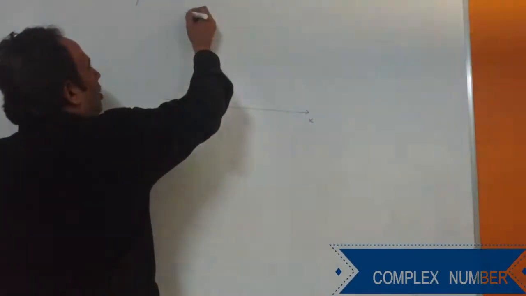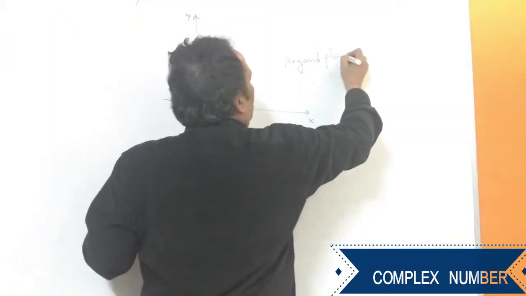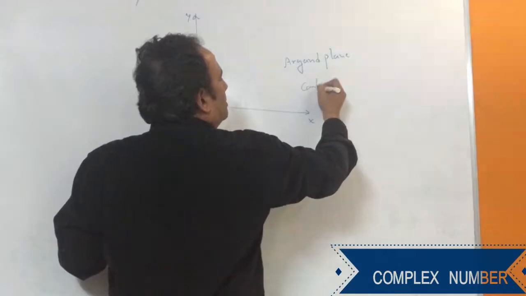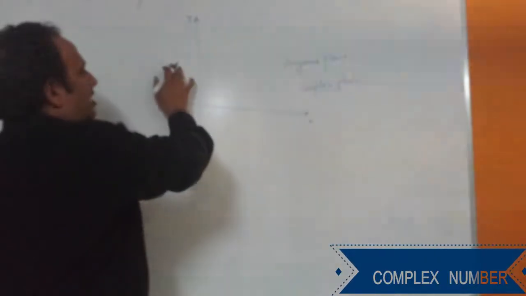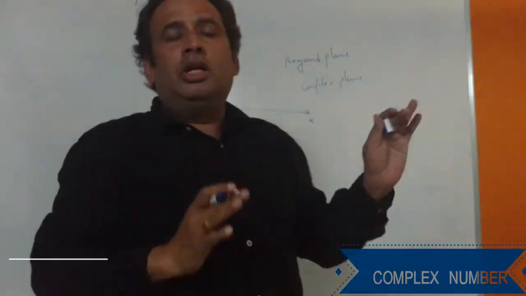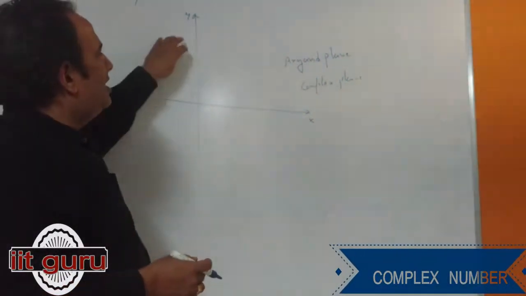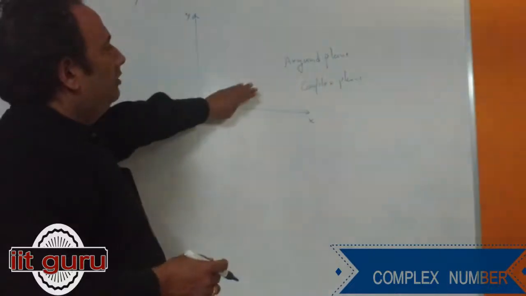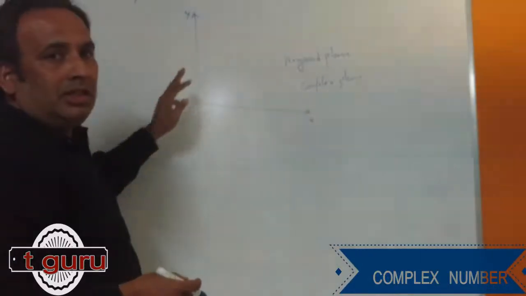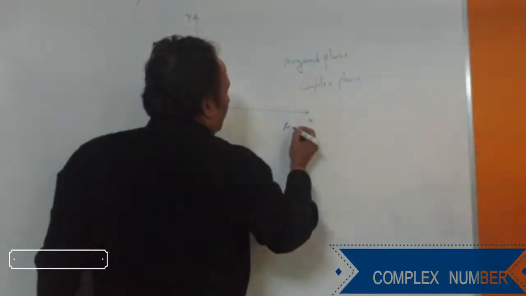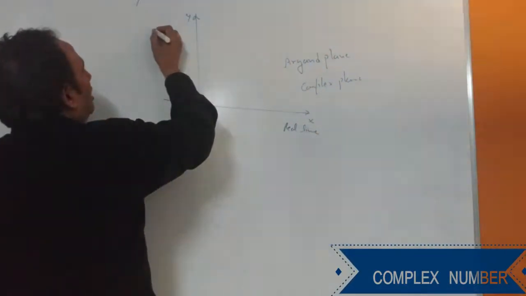Argand plane, this is also known as the Argand plane, and also sometimes called the complex plane. Here we have the first quadrant, second quadrant, third quadrant, fourth quadrant, but these quadrants differ from the trigonometric quadrants we studied in 11th class. This plane is formed by two different lines: the x-axis is called the real line, and the y-axis is called the imaginary line.